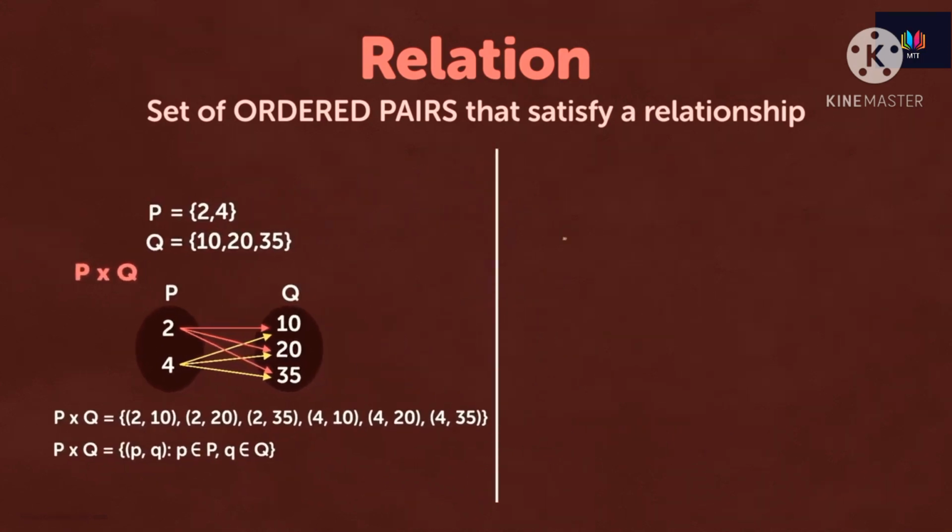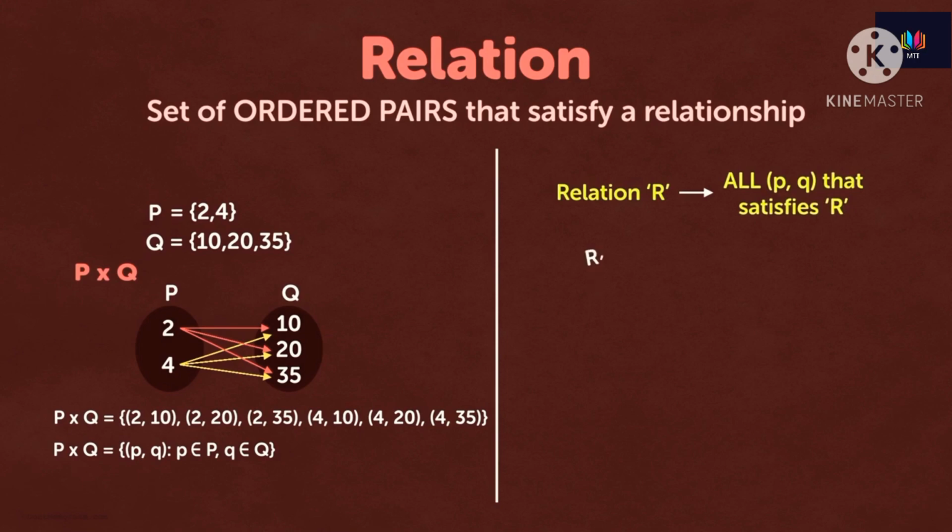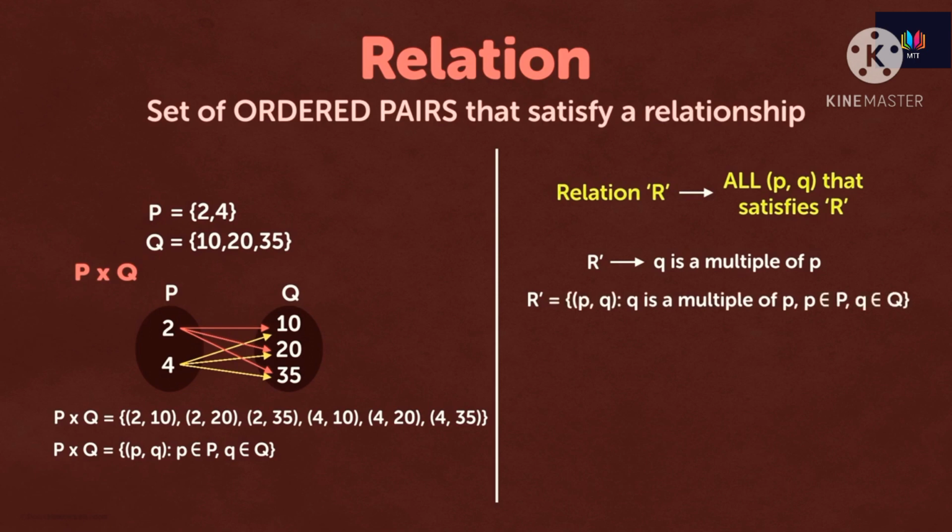Now let's introduce a relation R. Relation R gives us a set of all ordered pairs that satisfy a relation. It could be any relation. Now, suppose we introduce a relation R' such that q is a multiple of p. So we can say that relation R' gives us a set of all ordered pairs (p, q) where q is the multiple of p. Every ordered pair in the set R' satisfies the relation R'.